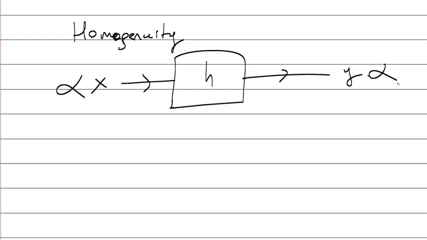So if your system is linear, it has two properties, superposition and homogeneity. Or you can say, if a system supports homogeneity and superposition properties, it's a linear system. Okay.